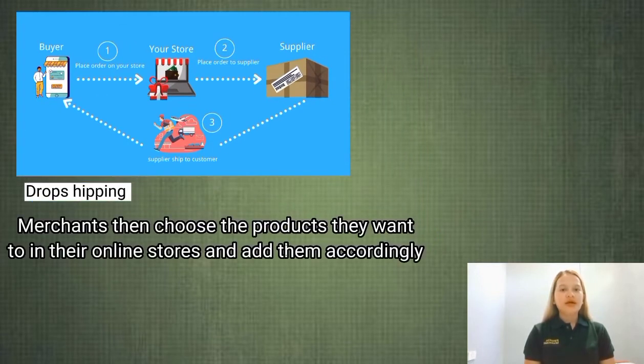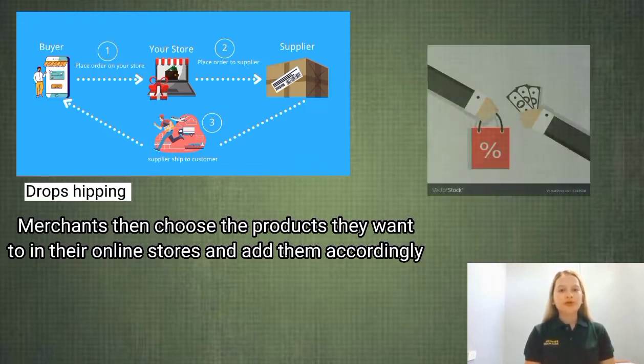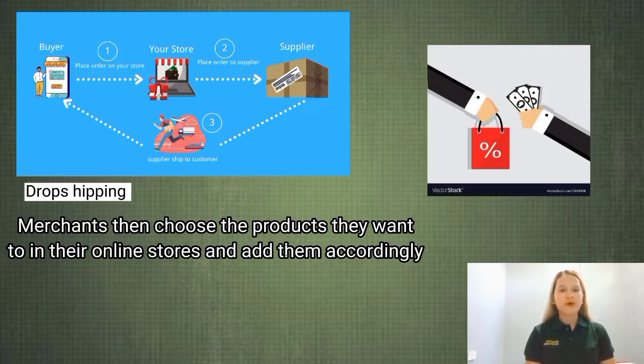Merchants then choose the products they want in their online stores and add them accordingly. Once a customer purchases a product from the online store, the merchant is notified and an order is placed with the distributor, who arranges for shipment from their facilities.